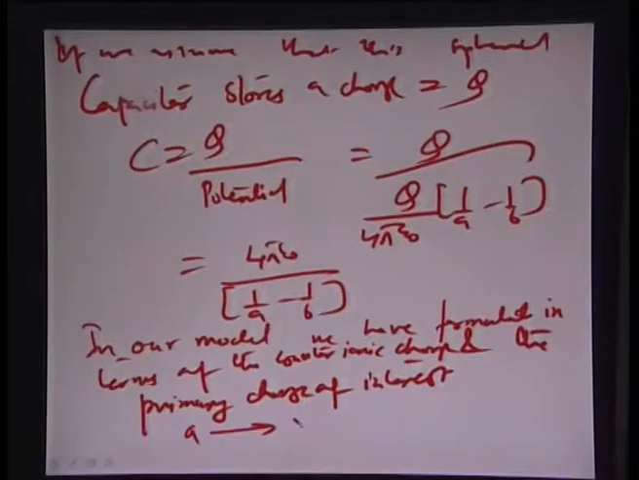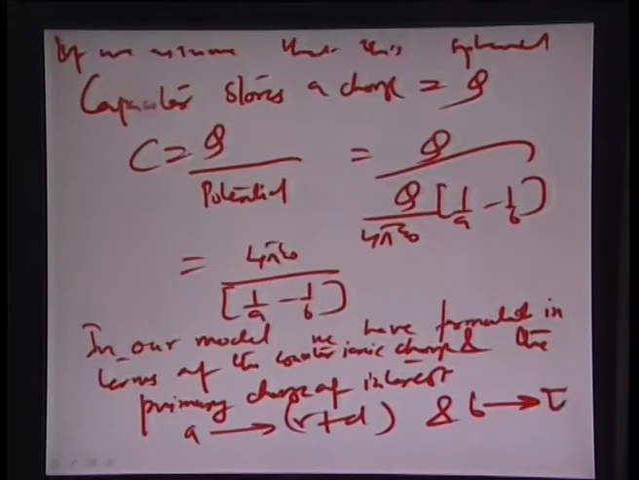A tends to R plus D, and B tends to infinity. So here is our principal ion of interest, positive, with a negative counter ion around it. The overall charge is delta Z in this case.